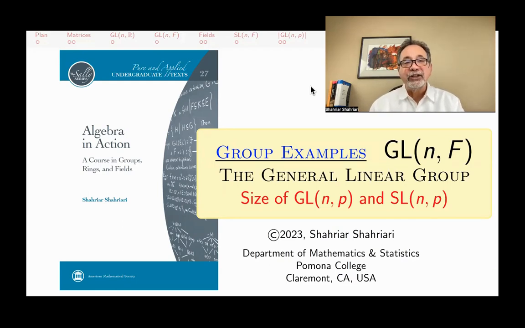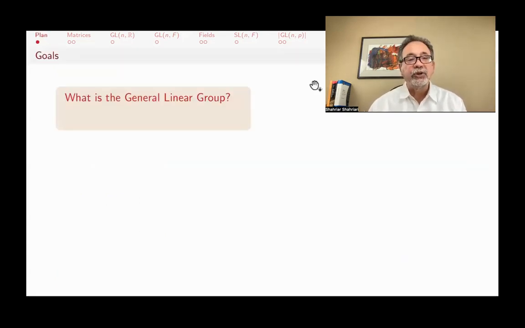The subject of this lecture is the general linear group and the special linear group and their sizes in the case where F is a field of order p. I'm going to tell you what a general linear group is. I'm going to tell you what a special linear group is.